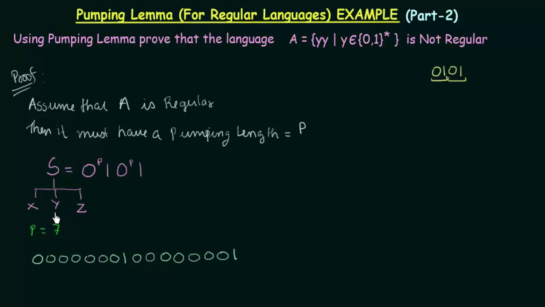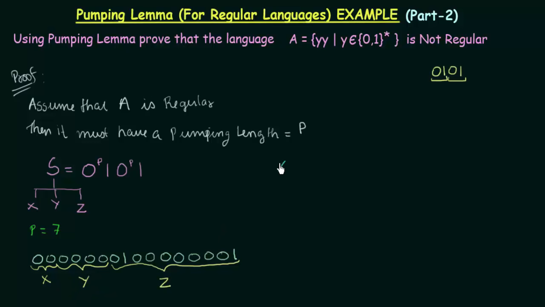Okay, so this is the string that we have, and now I will divide this into X, Y, and Z. The most important is our Y. So let me say that these 4 zeros over here are my Y, and these 2 zeros are my X, and from this 0 till the end, the remaining part is Z. So we have divided it into X, Y, and Z.